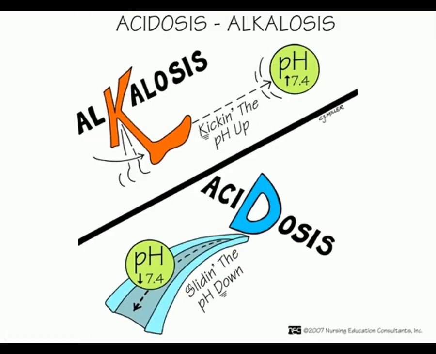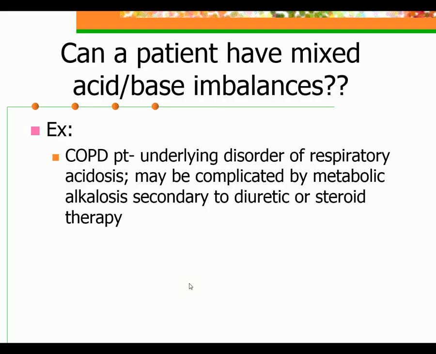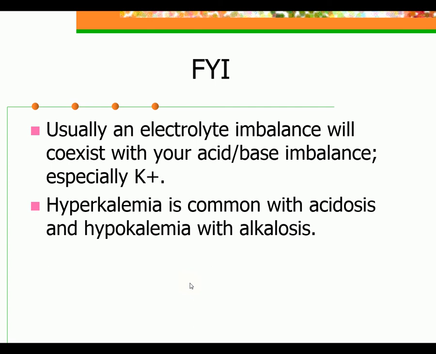So in alkalosis, you're kicking the pH up. And in acidosis, you're sliding the pH down. So can a patient have mixed acid-base imbalances? And the answer is absolutely. With a COPD patient, for example, the underlying disorder of respiratory acidosis may be complicated by metabolic alkalosis if they're taking diuretics, if they're taking steroids. So yes, it is very common to see mixed disorders.